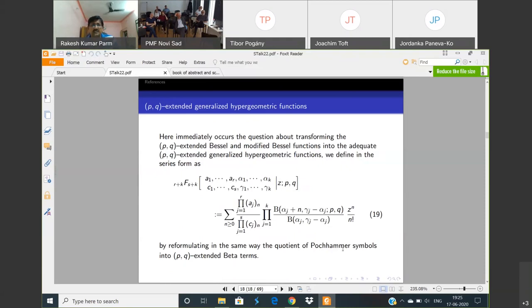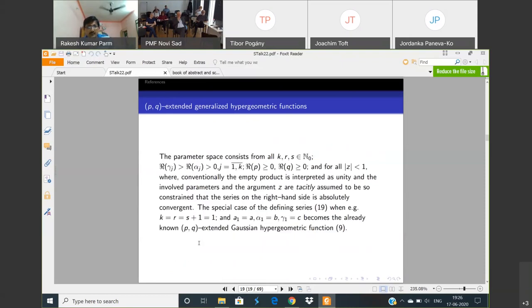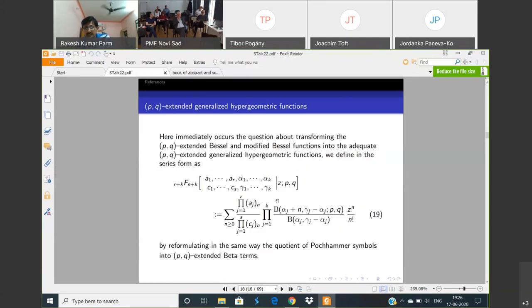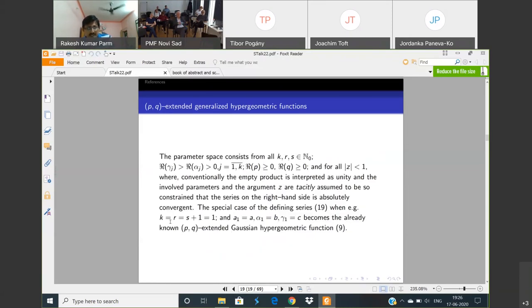So we define a series in the form of 19 by reformulating in the same way the quotient of the Pochhammer symbols into PQ extended beta terms and under the given conditions. The special case of this series, if we take k equal to r equal to s equal to s plus 1 equal to 1 and a1 equal to a, alpha 1 equal to b, gamma 1 equal to c, becomes the already known PQ extended Gaussian hypergeometric function.